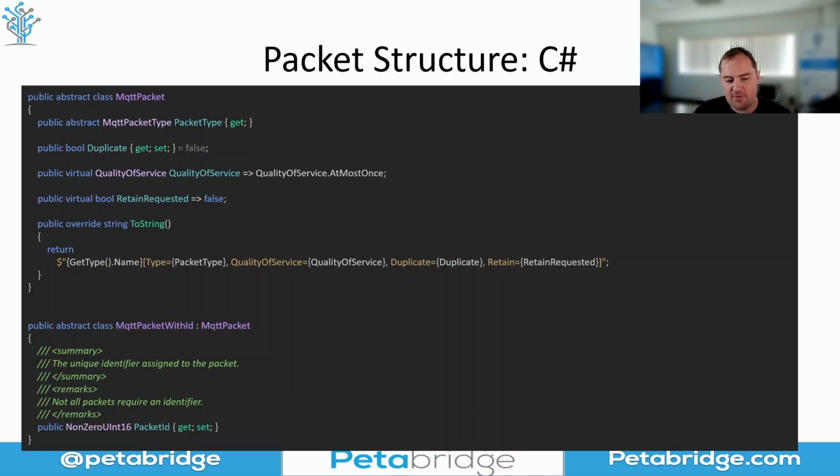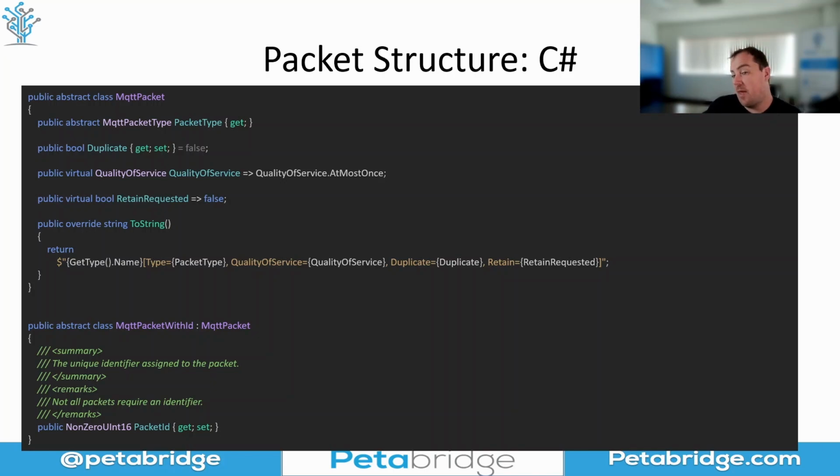We made a video about this, about making illegal states unrepresentable. That non-zero unsigned integer is 16. It's basically an unsigned short that can't be zero. That is how we identify packets uniquely inside MQTT. We made a video about that here. But this is what our C# packet structure looks like.